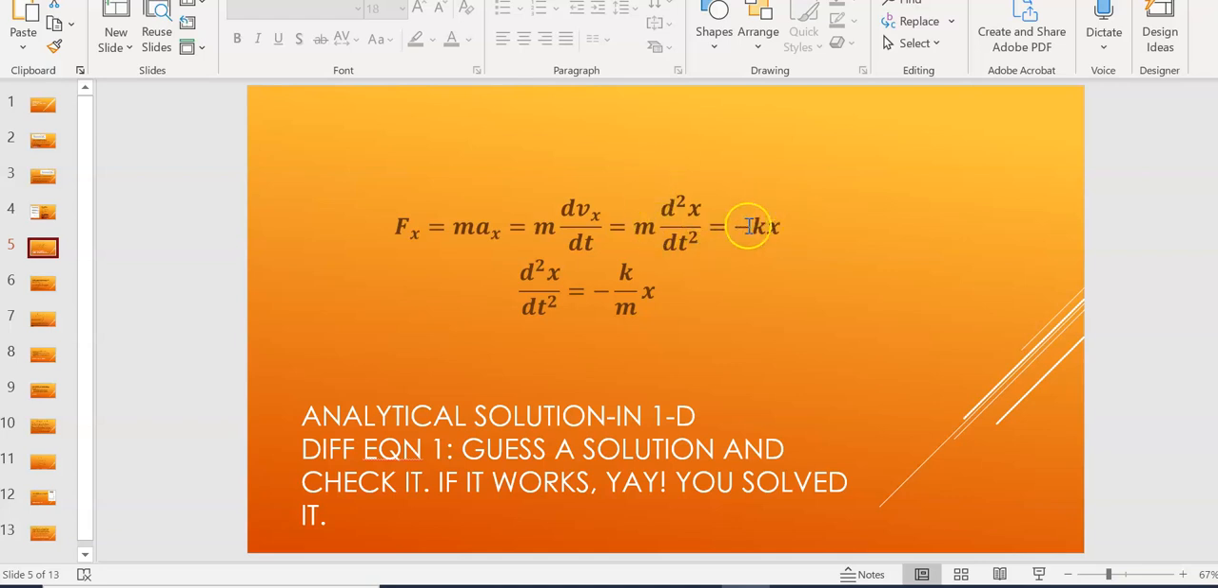Now this is a little differential equation here. And I can rearrange my differential equation and say that the second order derivative with respect to time of my position here on my left-hand side, d squared x/dt squared, right? That's equal to minus k over m times x. So this is the differential equation that we have to solve to find an equation that represents the position as a function of time for our mass on a spring system, okay? That's what we have to solve.